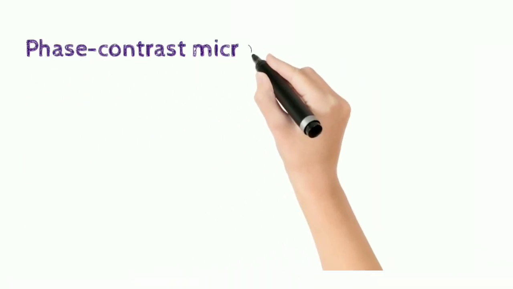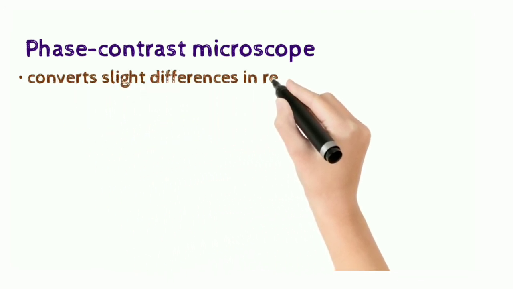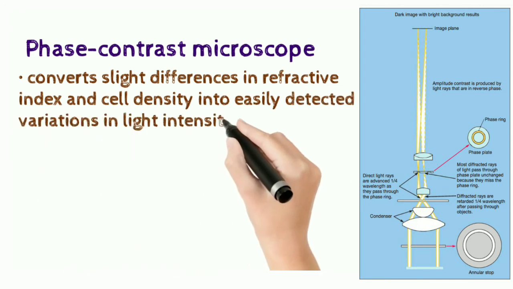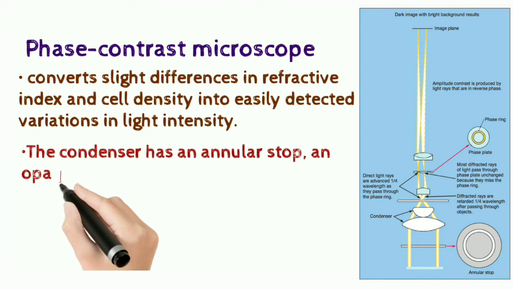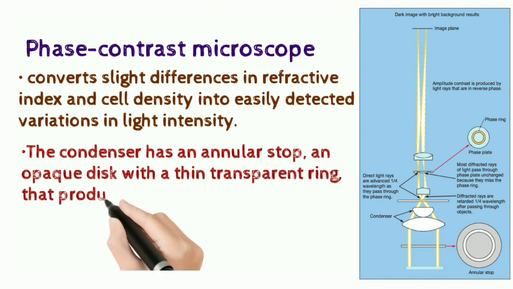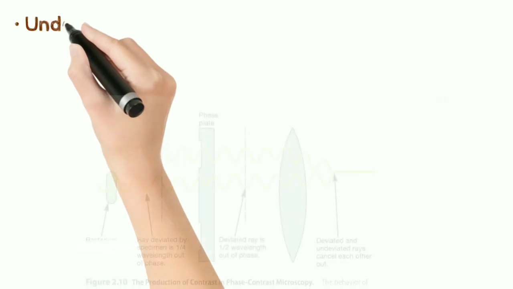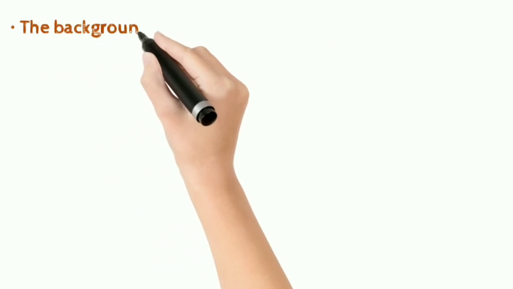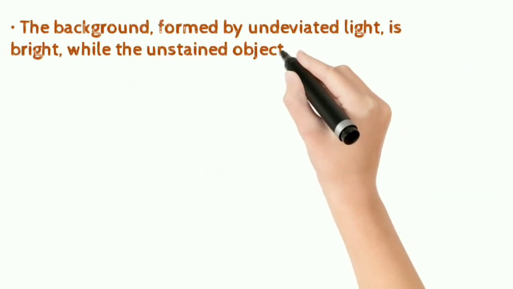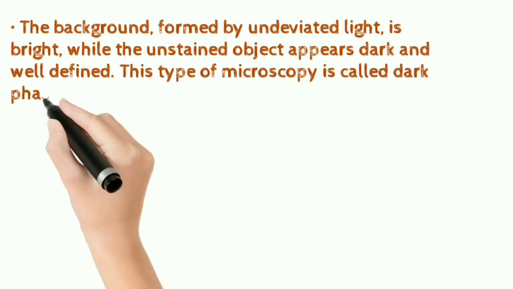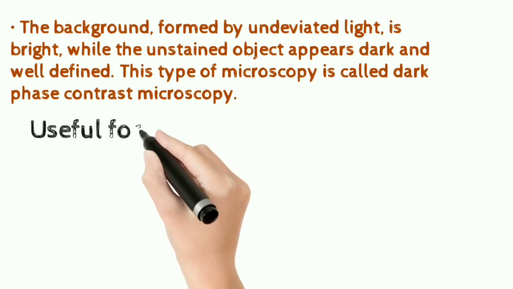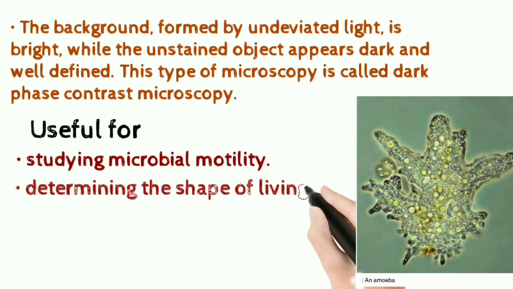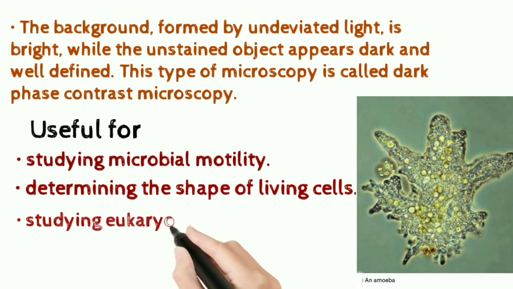A phase contrast microscope converts slight differences in refractive index and cell density into easily detected variations in light intensity. The condenser has an annular stop, an opaque disc with a thin, transparent ring that produces a hollow cone of light. Undeviated light strikes the phase ring. In the phase plate, the background, formed by undeviated light, is bright, while the unstained object appears dark and well-defined. This type of microscopy is called dark phase contrast microscopy. It is useful for studying microbial motility, determining the shape of living cells, and studying eukaryotic cells.